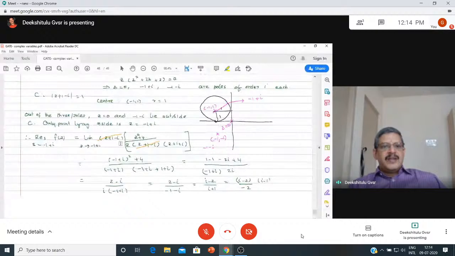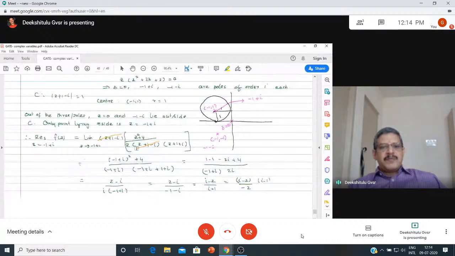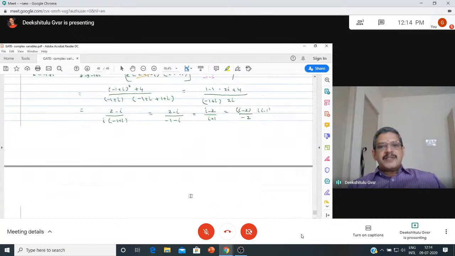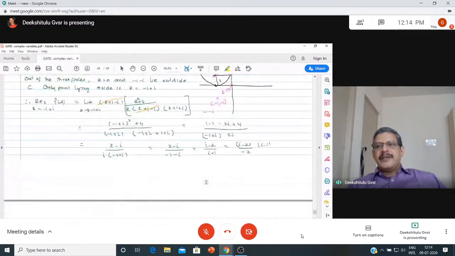F of Z you can write as Z square plus 4 by the factors Z into Z plus 1 minus I, Z plus 1 plus I. The factor Z plus 1 plus I can be cancelled. So the limit as Z goes to minus 1 plus I of Z square plus 4 by this whole thing. If you put in the limits, this is your residue. Then by the residue theorem, if this is the residue, the integral value is 2 pi I into residue. So the answer of the integral over C of f of Z is 2 pi I into residue. That is the answer. This is how we can calculate integration problems using the residue theorem.